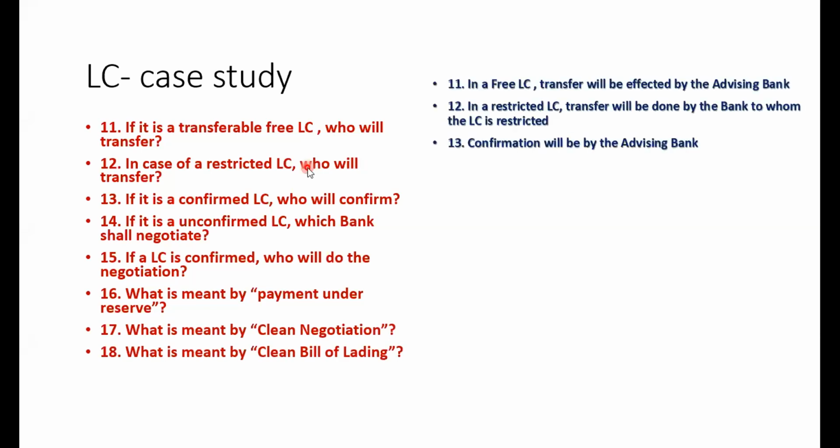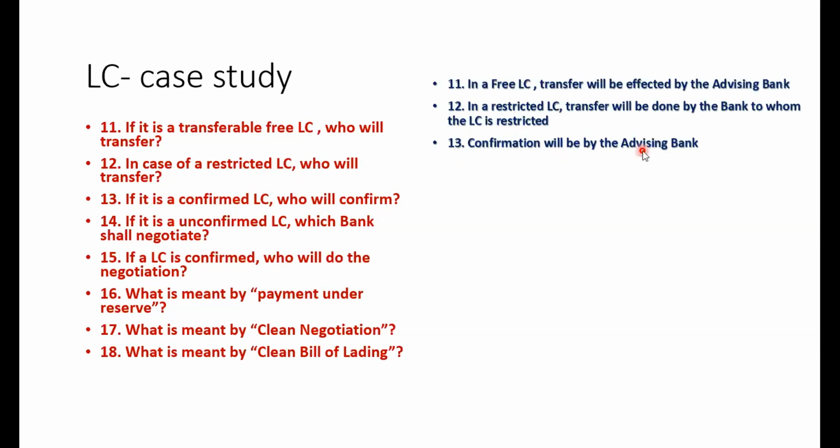Okay. Now, the answers will come here. Question number 1, understood. Question number 2, restricted LC, to whom it is restricted. Question number 13, a confirmed LC. Who will confirm? Supposing it's going to be a confirmed LC, then who will confirm? Not the bank to whom it is restricted, otherwise it will become a restricted LC. If it's a confirmed LC, it will be restricted to the bank which is confirming. Who will always confirm? Always the advising bank.